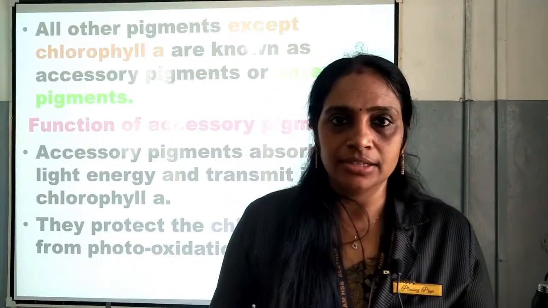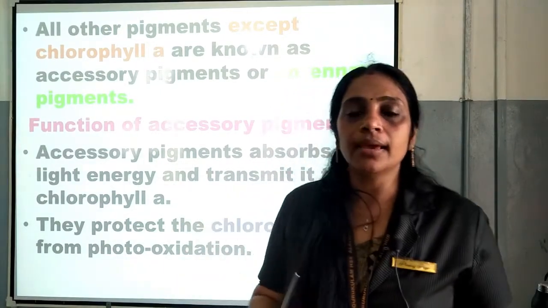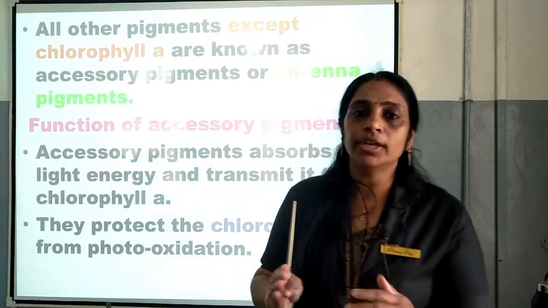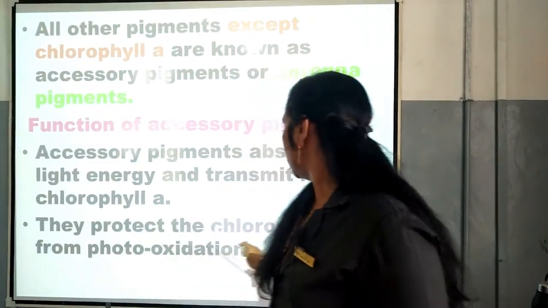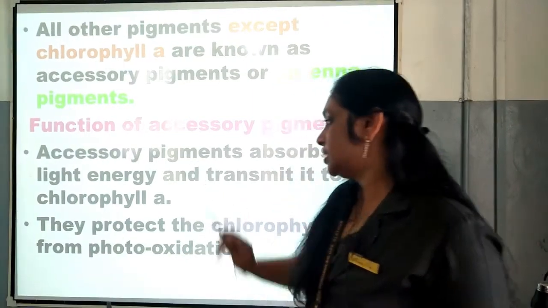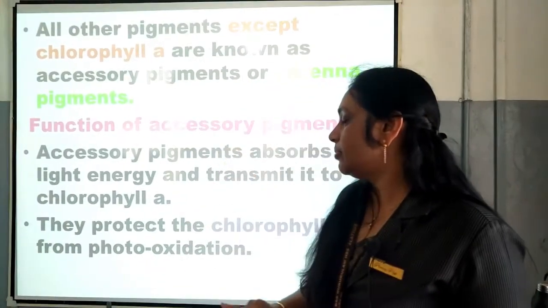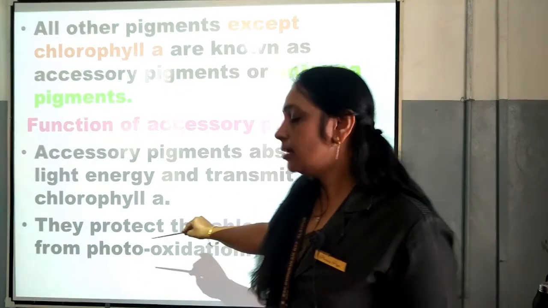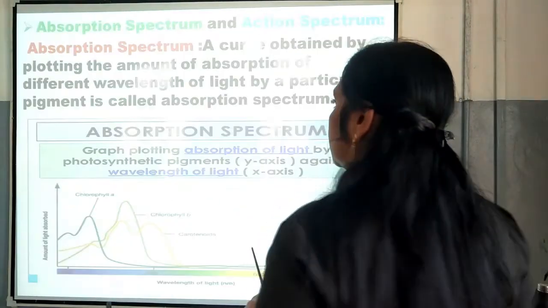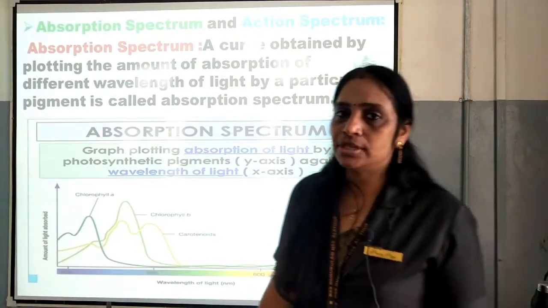They are absorbing light energy and transferring this light energy to chlorophyll A, as chlorophyll A acts as a reaction center in the light harvesting complex during photosynthesis. They protect the chlorophyll A from photooxidation. That is, in the presence of light, an oxidation process takes place, and this is blocked by the accessory pigments present there. In that manner, they are protecting chlorophyll A from photooxidation.